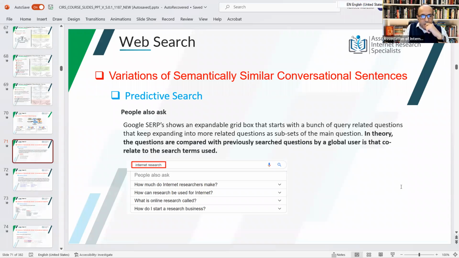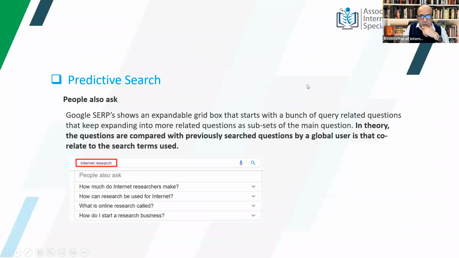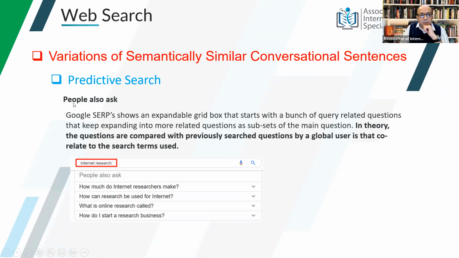Let's look at the predictive part. One of the predictive technologies, I guess you can relate to what you see in the SERPs when the search results come back to you. You see things like people also ask, this box appears. The questions are compared with previously searched questions by global users that correlate to the search terms used. So it's not all the time that you get to see this box. Depending on how you have phrased your search question, these boxes start to appear. With certain words that you use, the people also ask box does not appear.